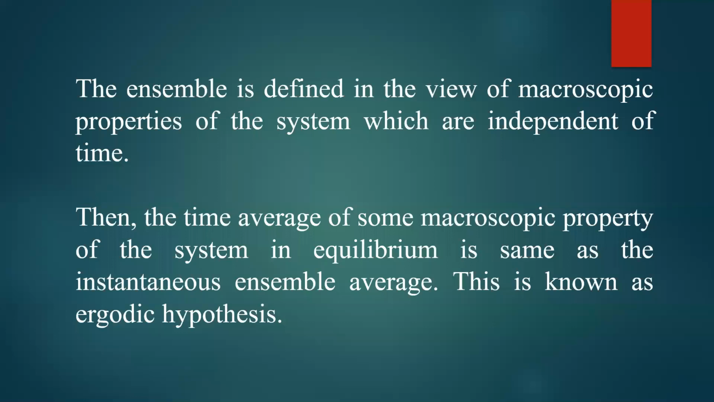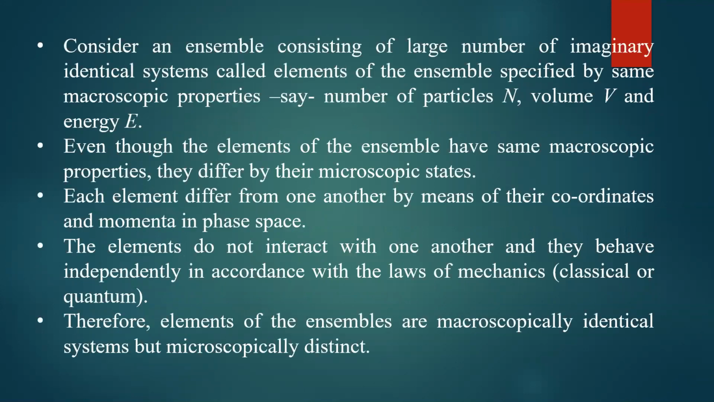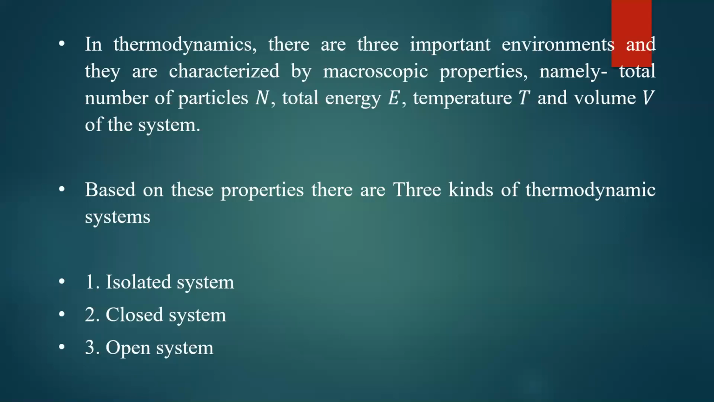The average of some macroscopic property of the system in equilibrium is the same as the instantaneous ensemble average. For the ensemble, you have to take the property of each and every system in the ensemble. That is what the ergodic hypothesis says. Different properties of different types of ensembles you can study; I'll skip that.